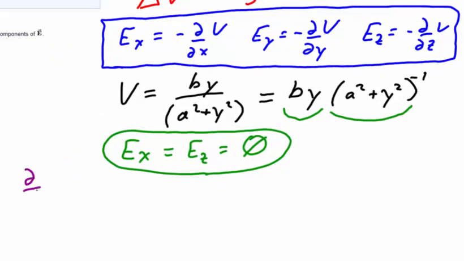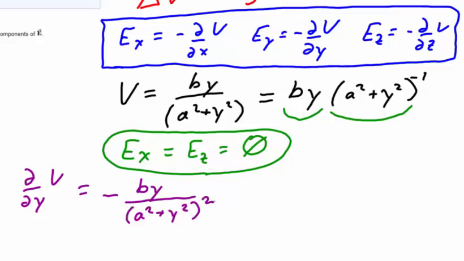The derivative with respect to y of the potential will therefore be the first of my two terms, By, times the derivative of the second. The derivative of some quantity to the minus 1 power is equal to minus 1 times that quantity to the minus 2 power, and then times the derivative of the interior. The derivative of the interior of this term is going to be twice y. The second term in my product rule is going to be the second piece of the expression times the derivative of the first. The derivative of By with respect to y is simply B.